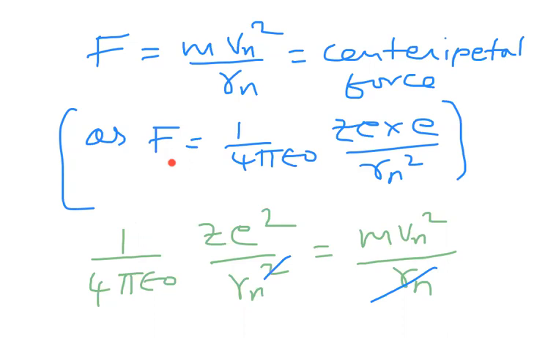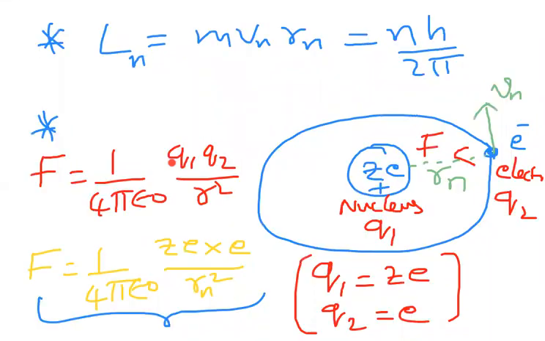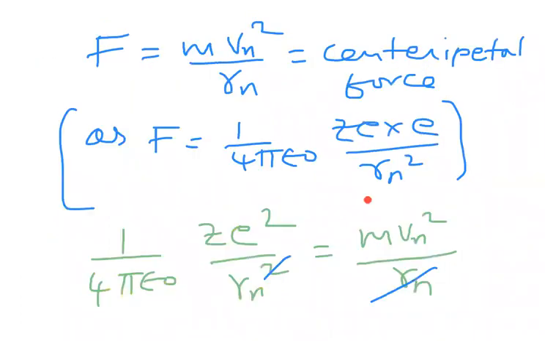So first, what I did was take the electrostatic force between the nucleus and electron. I have written the formula F is equal to 1 by 4 pi epsilon naught ZE into E by Rn square. This force is acting toward the center, so I call this one centripetal force. The formula for centripetal force is mvn square by Rn. Now equating electrostatic force and centripetal force, I got this expression.